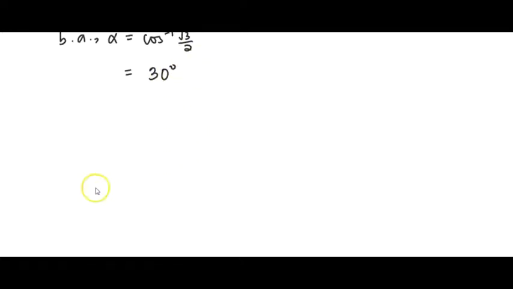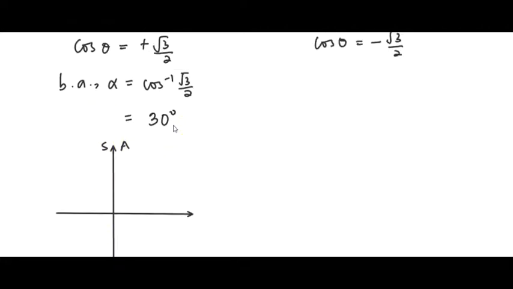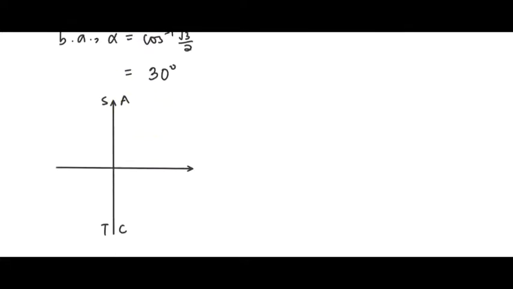Once I have my basic angle, I want to sketch a diagram, where I'm going to locate my angle at the appropriate quadrant by looking at the sign of the cos. Since the cos has a positive sign, it means that our angle will be in the first quadrant and the fourth quadrant. After you have drawn these two lines, now mark down your basic angle just next to your x-axis.